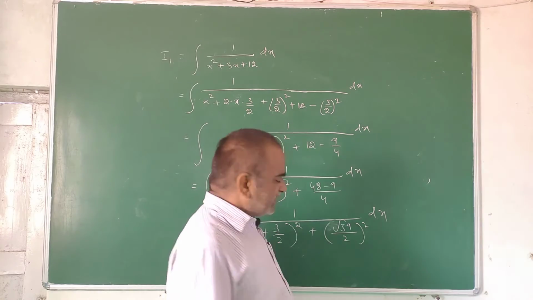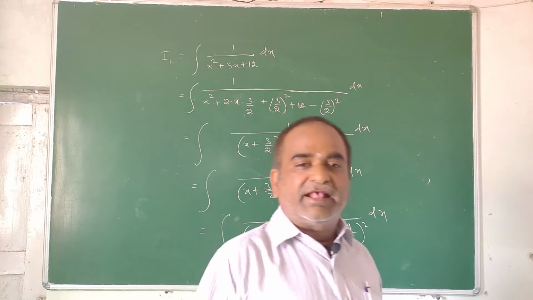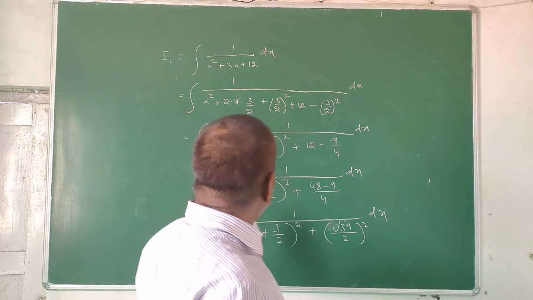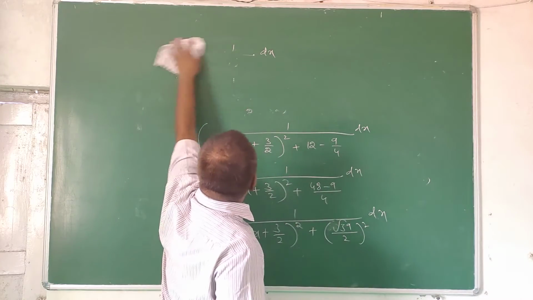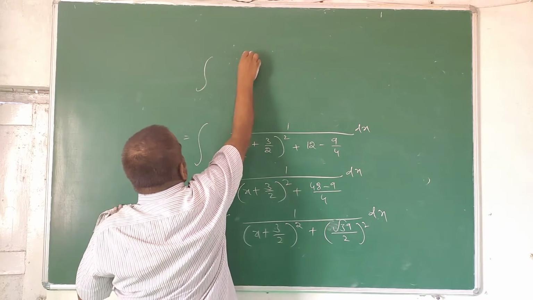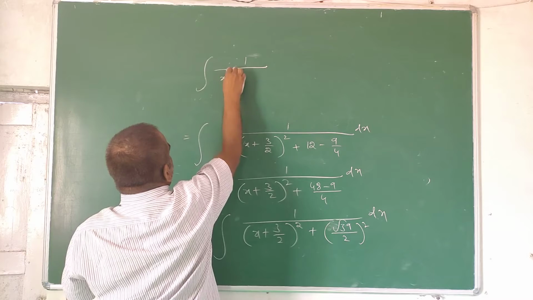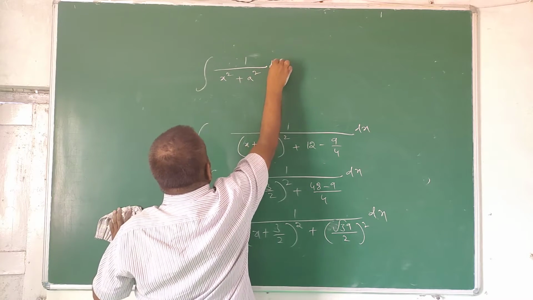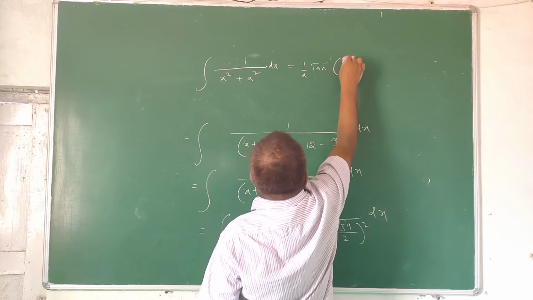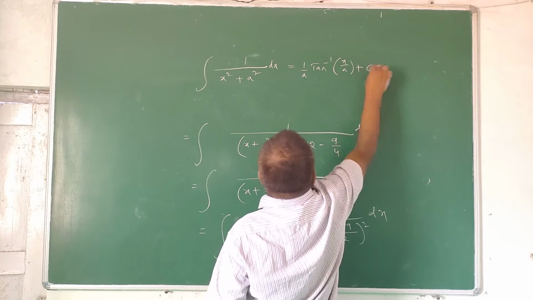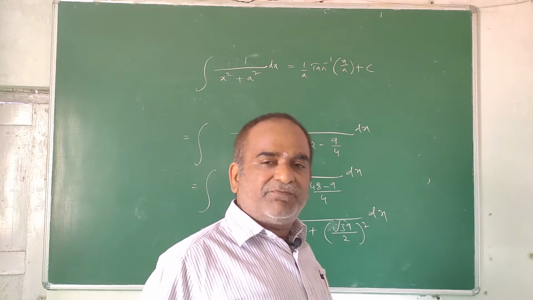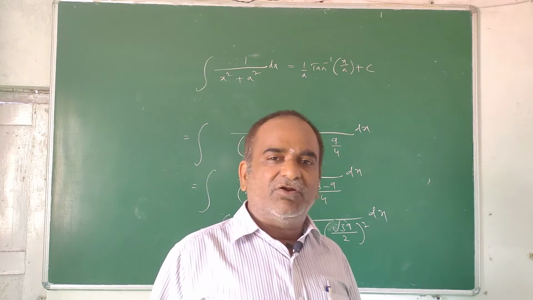Now this is in the form of integral 1 by x square plus a square dx. Integral 1 by x square plus a square dx is 1 by a tan inverse x by a plus c. So integral 1 by x square plus a square dx equal to 1 by a tan inverse x by a plus c. This is a formula I wrote. Now x plus 3 by 2 is playing the role of x. Root 39 by 2 is playing the role of a.